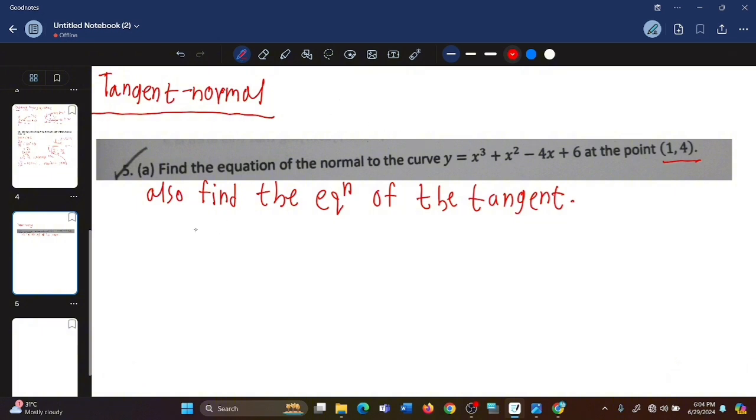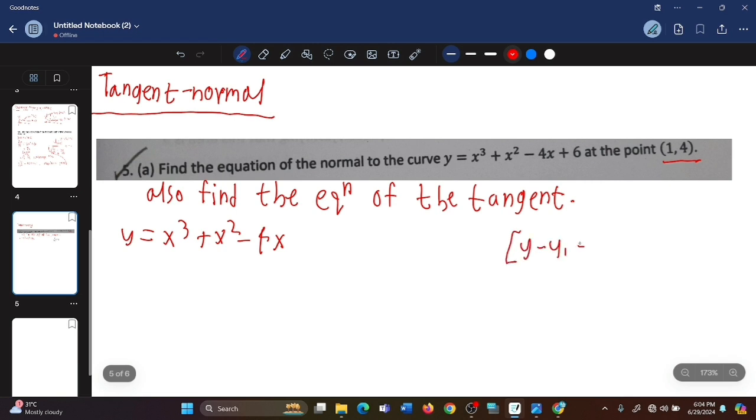So we are given, let's first write the equation, y is equal to x cubed plus x squared minus 4x plus 6. We all know that both the normal and tangent are straight lines. So we need to find the equation of these two. We need to use the straight line equation, that is y minus y1 is equal to m, that is gradient, times x minus x1. As we know the y and the x coordinate, we only need to find the gradient of the tangent as well as the normal. So first, let's find the gradient of the tangent.